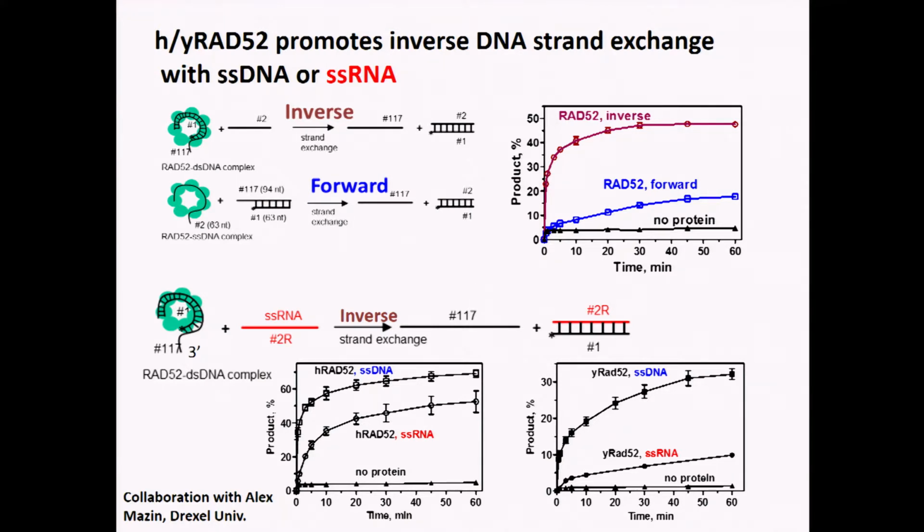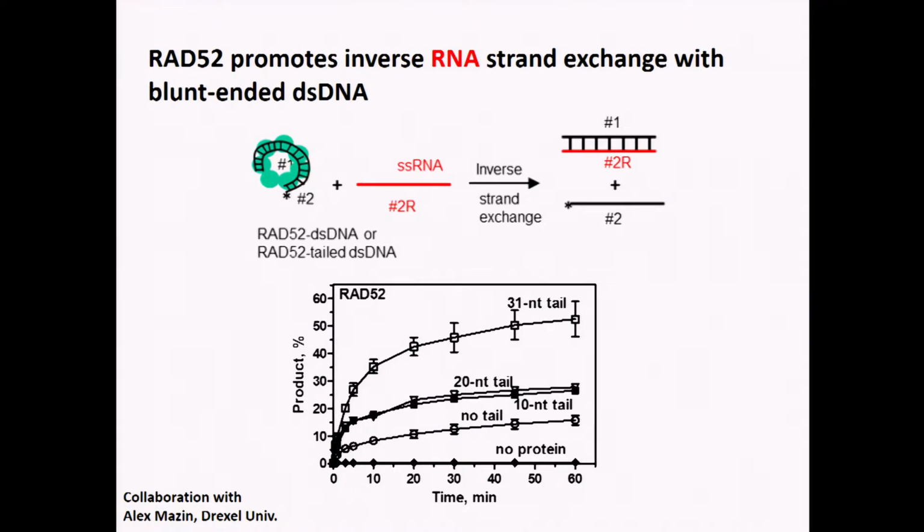And RAD52 works much better in the inverse than in the forward reaction, and not only when the single strand is DNA, but also when it is RNA, both the human and the yeast. Actually, the human works even better than the yeast. Moreover, we found that this reaction works with this 3' tail, but even if we reduce the length of the tail, or eliminate it to mimic a blunt end, as we can see here with different sizes of the tail, this inverse strand exchange reaction still can occur even with a blunt end. This parallels the in vivo results, maybe suggesting that RAD52 could mediate an inverse strand exchange even in conditions of limited resection.